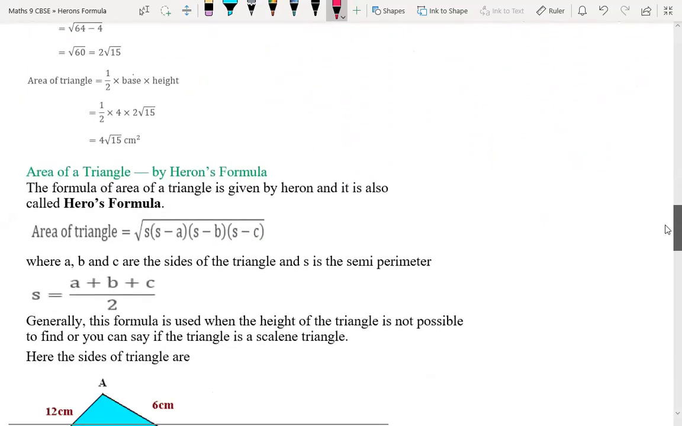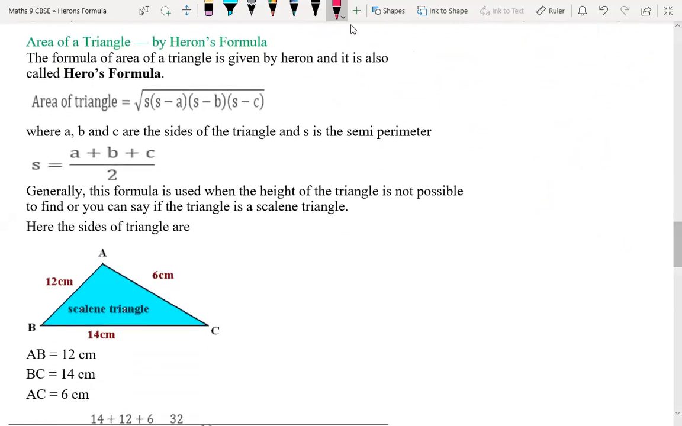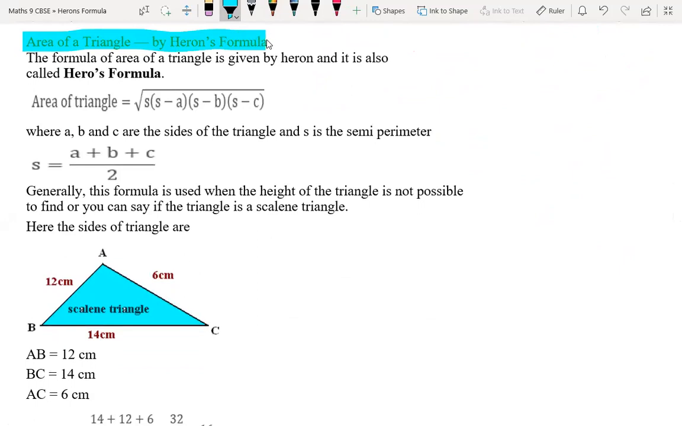Okay, now the next concept is area of a triangle, any triangle. So, area of a triangle by Heron's formula, how to find? See, Heron's formula you can use for any triangle. If you know all the 3 sides, you can use Heron's formula, okay? So your formula is the square root of S into S minus A, S minus B, S minus C.